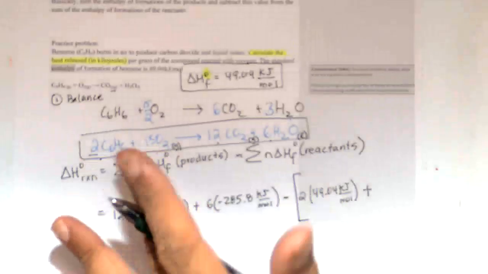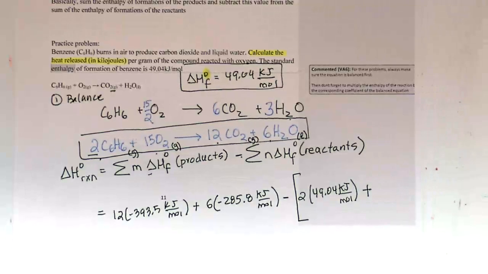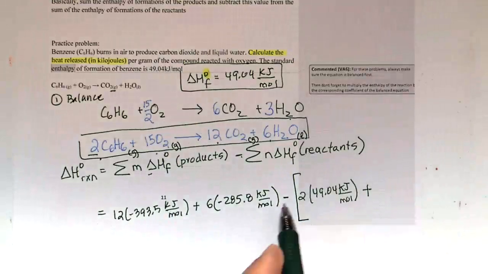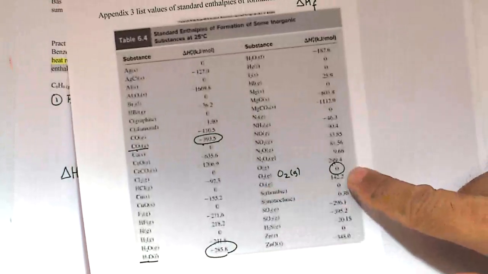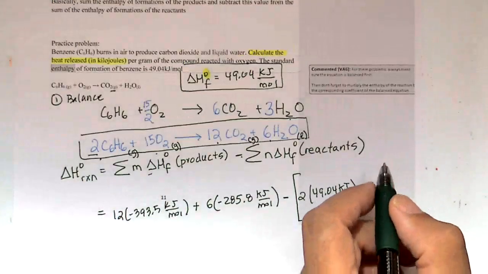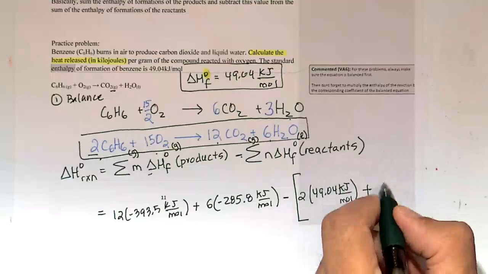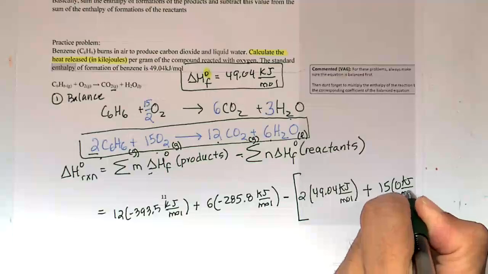All right, so you just look up these delta H standard enthalpy of formation values in the table, and you plug them into this equation. So oxygen is 0, and that's for 1 mole. How many moles do we have? 15. Make sure you choose the right state, gas or liquid, on the exam.